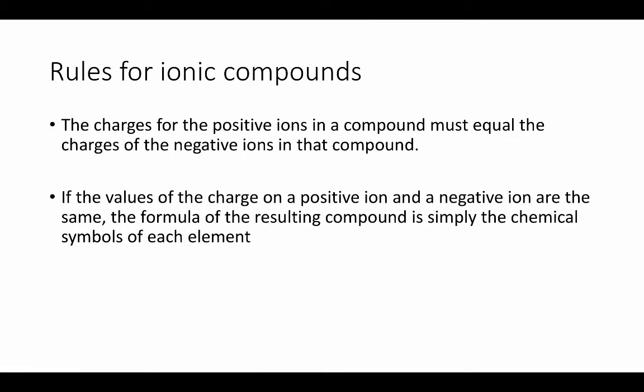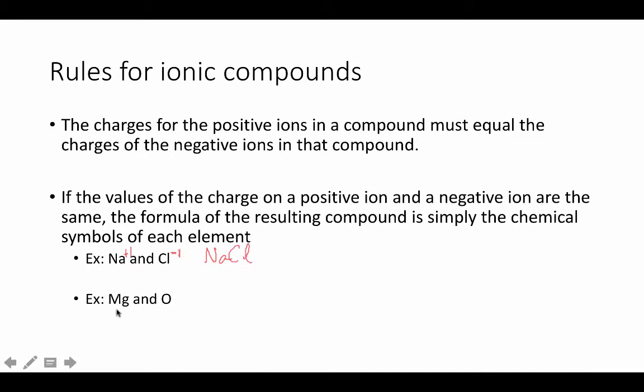But what happens if they're not the same? So for example, NaCl. Na is an alkaline metal, so it forms a +1 charge. Chlorine is a halogen, it has a -1 charge. Because they are the same charge, you can just stick them together, write the symbols together.